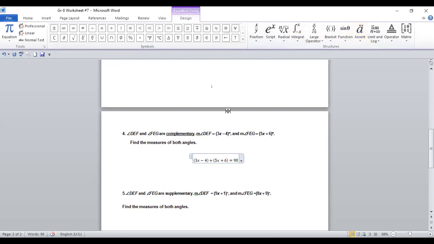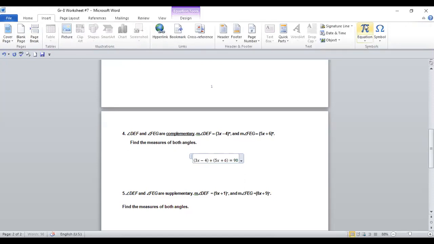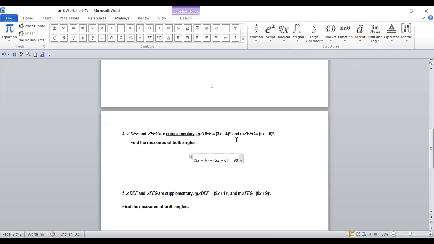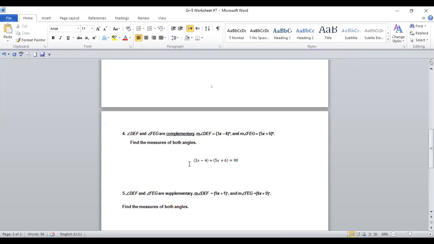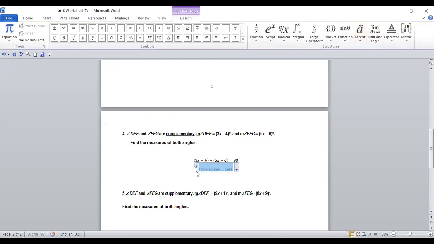Okay, now next part, you have to simplify this part first and then let's move on. Let me insert the equation again. So that's going to be 3x plus 5x is going to give you 8x. You are just simplifying it, that's it. Negative 4 plus 6 is going to give me a plus 2 equals 90.